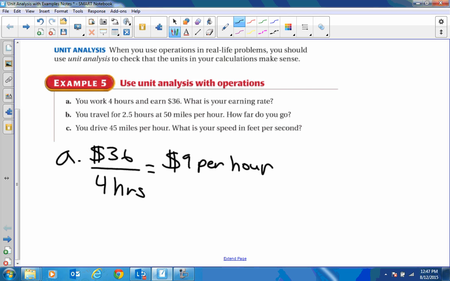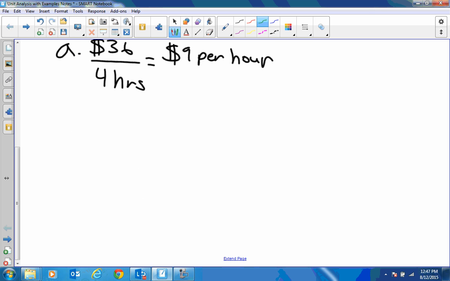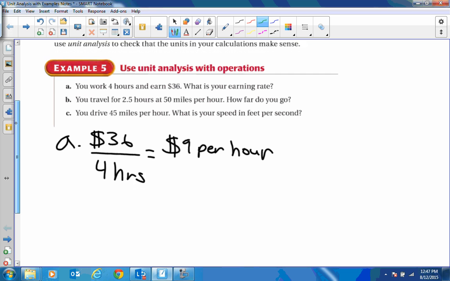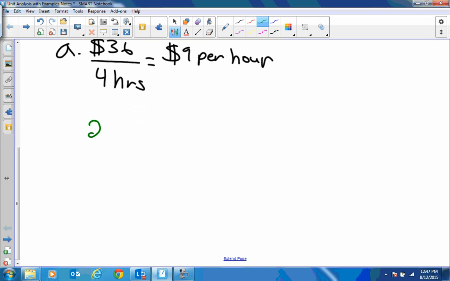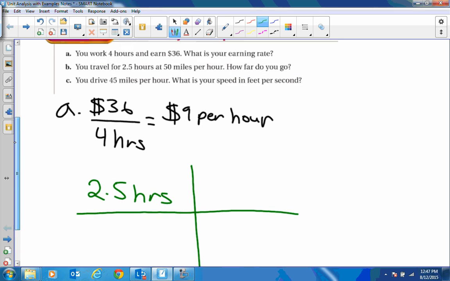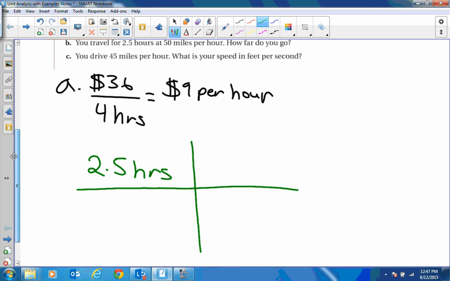Let's go to the second one. Let me just extend the page so we have room. The second one, you travel 2.5 hours at 50 miles per hour. How far did you go? So you're going to start with your 2.5 hours. You always start with what they give you first. They give you 2.5 hours first. Next, they give you 50 miles per hour.